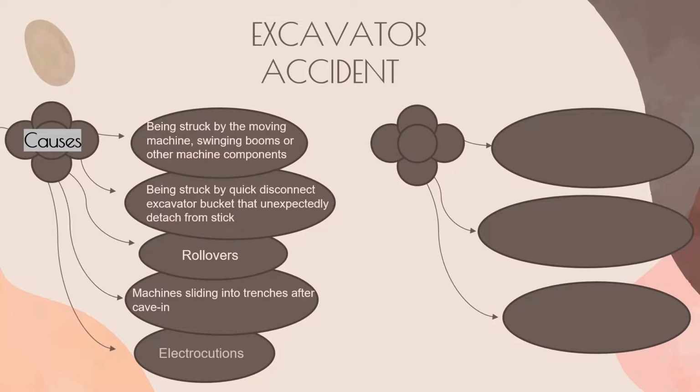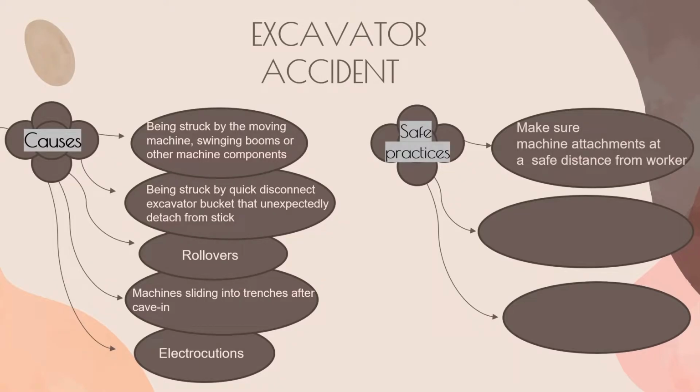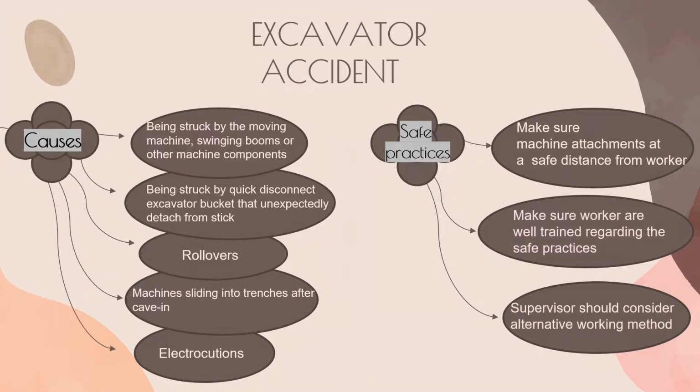To prevent an excavator accident from happening, the worker should always follow safe practices. The first safe practice is operators keep machine attachments at a safe distance from workers at all times. Number 2, workers are trained regarding safe practices when working in close proximity to heavy equipment. And number 3, supervisors consider alternative working methods that eliminate the need to place workers in close proximity to heavy equipment.